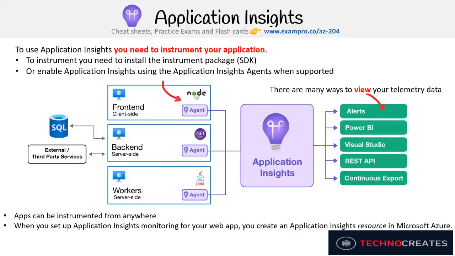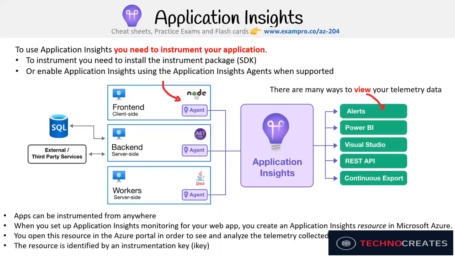When you set up Application Insights monitoring for your web apps, you create an Application Insights resource in Microsoft Azure. So it's a physical resource. And you open this resource in the Azure portal in order to see and analyze telemetry collected from your app. And the resource is identified by the instrumentation key, also known as the I key.